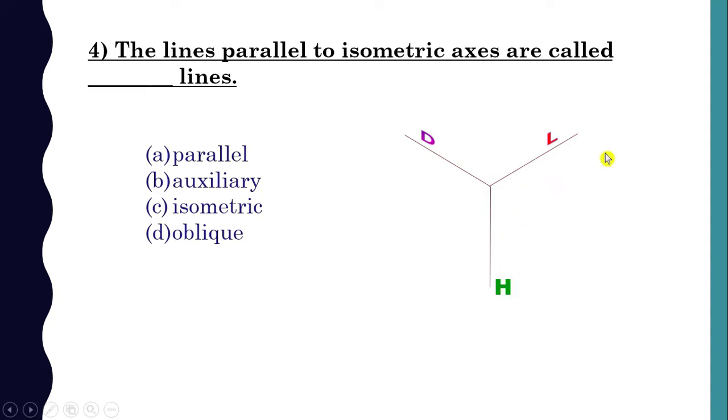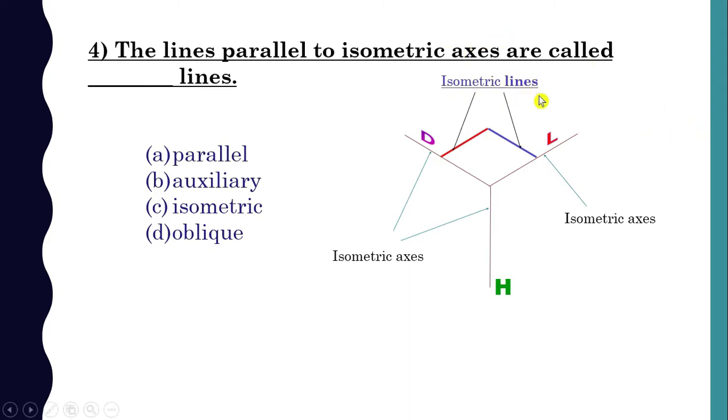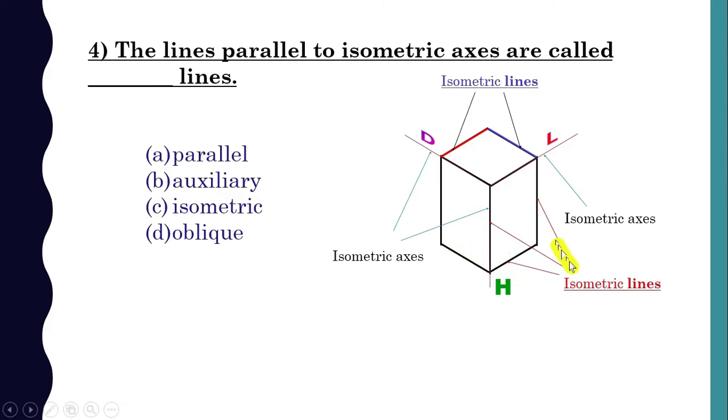So these are the three main isometric axes. We are drawing from this parallel line. If we draw like this, and from another isometric axis we draw another parallel line, like that we are drawing some object. So this parallel line is called an isometric line. By these isometric lines we are drawing some object. Here a cuboid is shown to you. Another different line is also an isometric line. This line also you consider as an isometric line, as it is parallel to your isometric axis. So option C is correct, isometric.